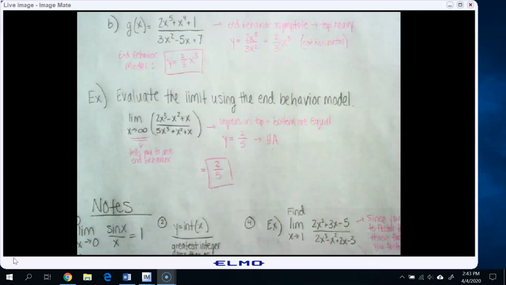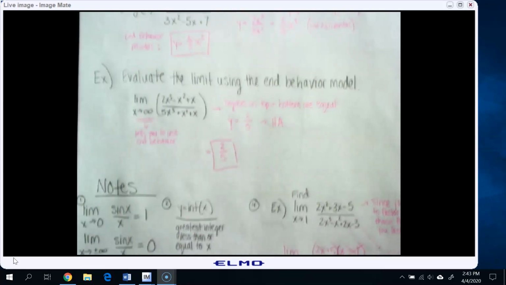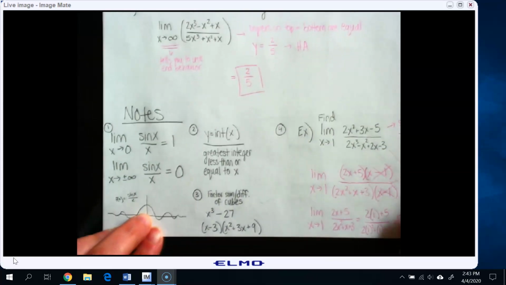All right, so a lot of these you are going to maybe want to draw some rough sketches, or at least make sure you're confident with your horizontal or end behavior asymptote. Okay, down at the bottom are just some extra notes that might come up when you're practicing the homework.